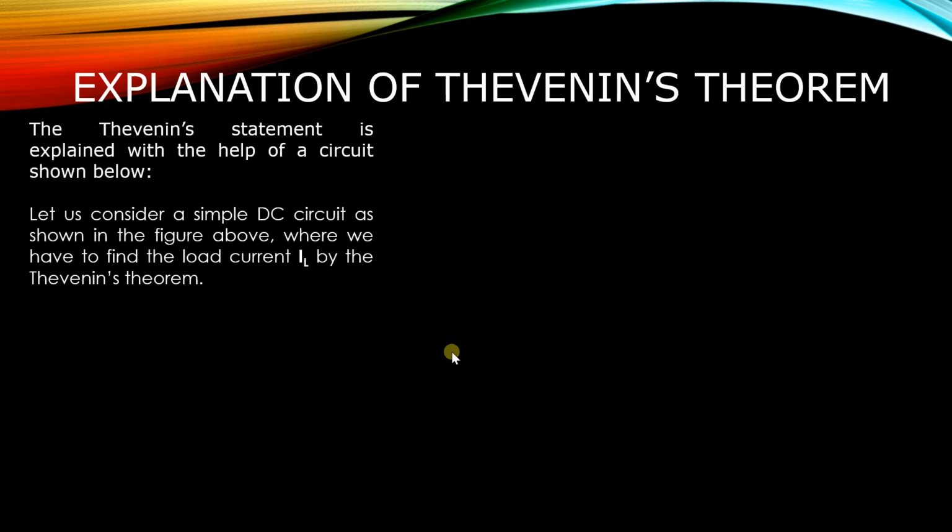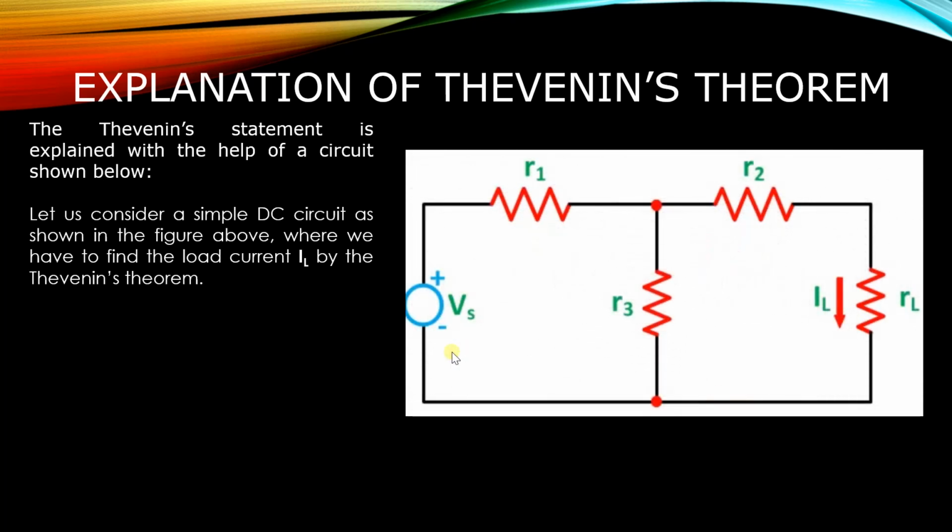here. Thevenin's statement is explained with the help of a circuit as shown in the figure. Let us consider a simple DC circuit as shown, where we have to find the load current IL by Thevenin's theorem. In this circuit we have the resistances R1, R2, R3 and RL and a voltage source. So we have to find the load current through this resistance. So this is our load resistance.